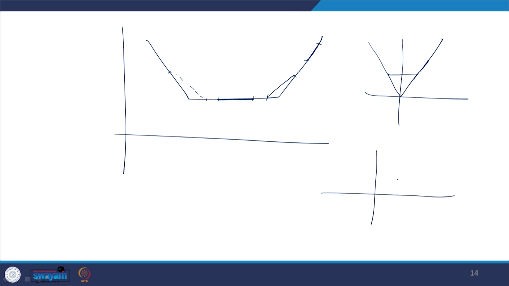If you take this type of function, this function.